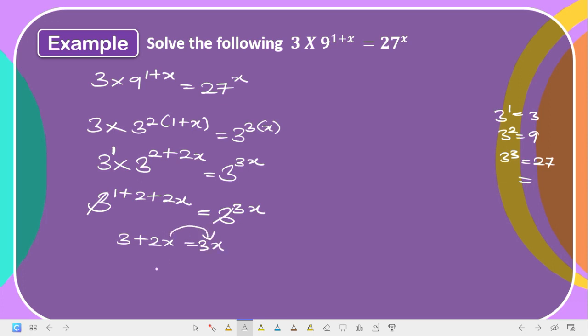If 2x crosses to this side, 3 will be equals to what? 3x minus 2x. 3x minus 2x is what? x. So your x is equal to 3. Your x is equals to 3 is the solution to that question. Now let's look at the next.